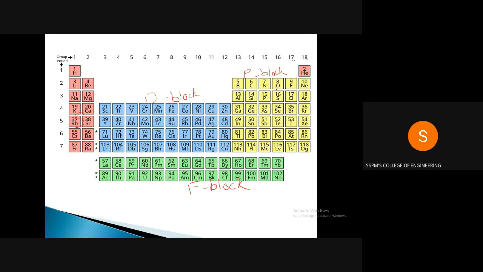Down the group atomic size increases, and the physical properties, melting point and boiling point, will also increase. But there is one exception in this oxygen family, that is polonium has a lower boiling point and melting point than tellurium.